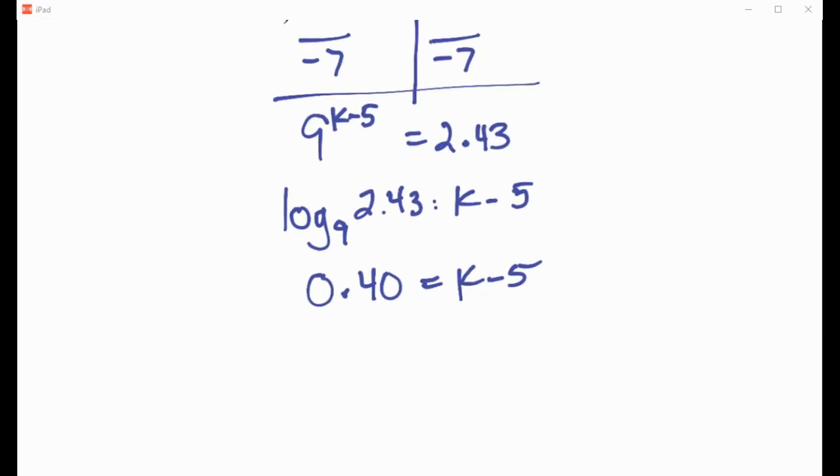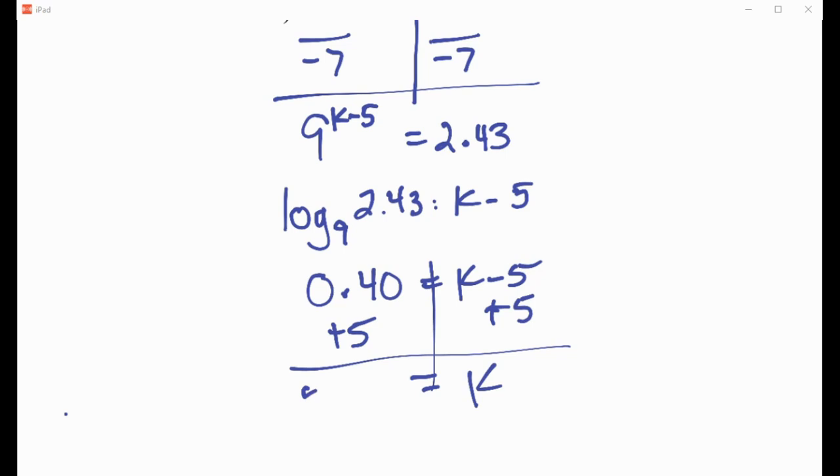And to get rid of a minus 5, I just add 5 to both sides. So k would equal 5.40.